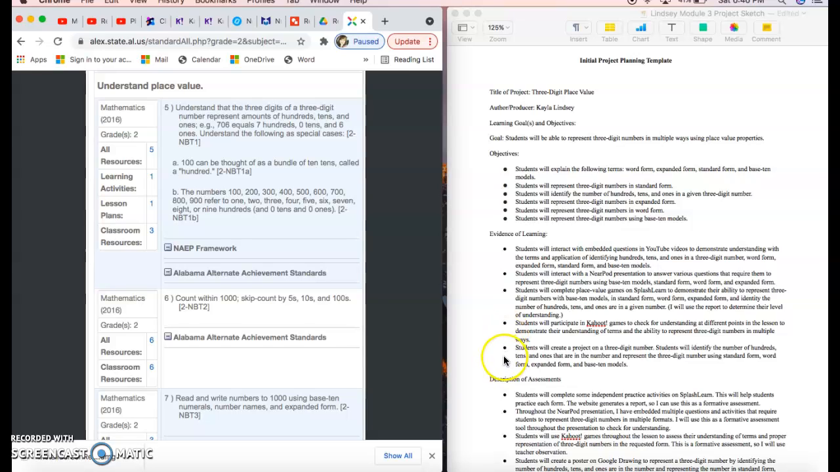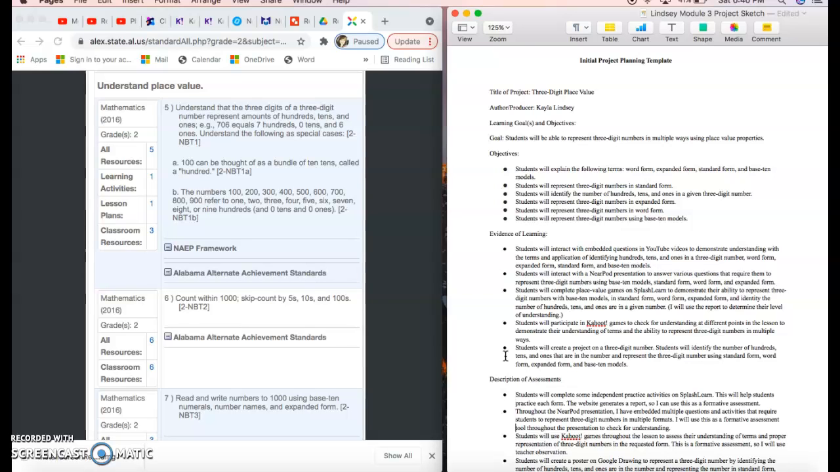And finally, students will create a project on a 3-digit number. At the end of the lesson, they will take a 3-digit number, they will identify the hundreds, tens, and ones in that number, and then they will represent the 3-digit number using standard form, word form, expanded form, and base 10 models.